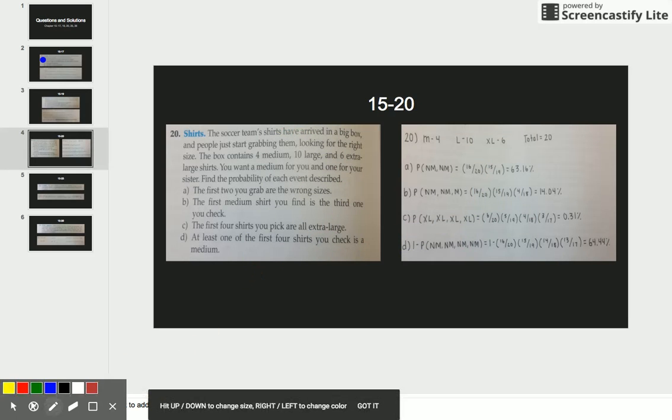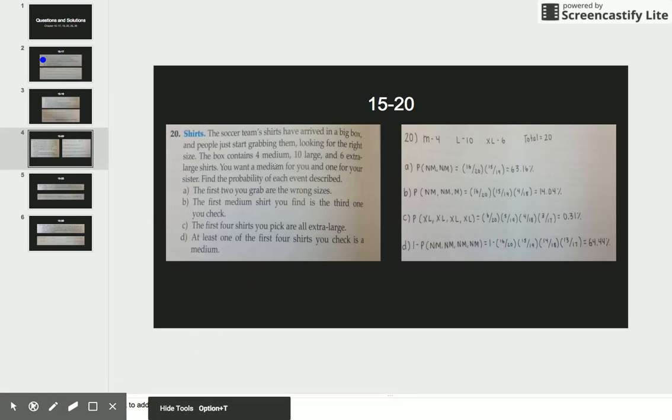The next problem is number 20. On number 20, it's soccer team. So here we first lay out how many we've got, out of 20. So I'm picking 2 in a row and I'm not putting them back in the box, so they're gonna be dependent. The first time I'd pick no mediums. So no mediums, that's 16 of them are not medium out of 20. The next number drops because they're dependent to 15 out of 19. Multiply and get my answer.